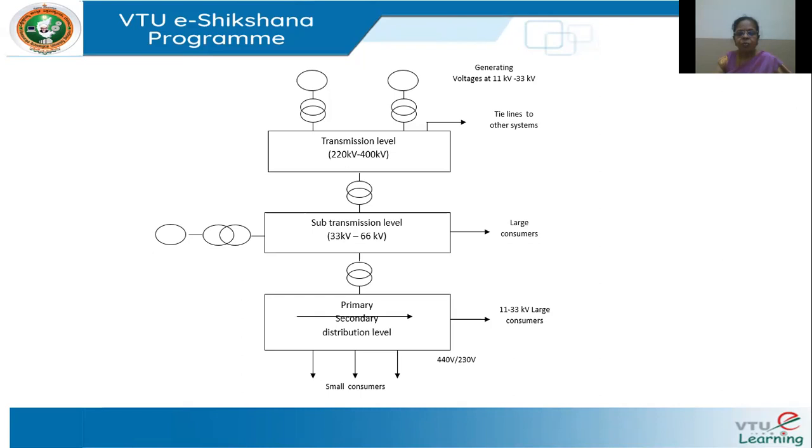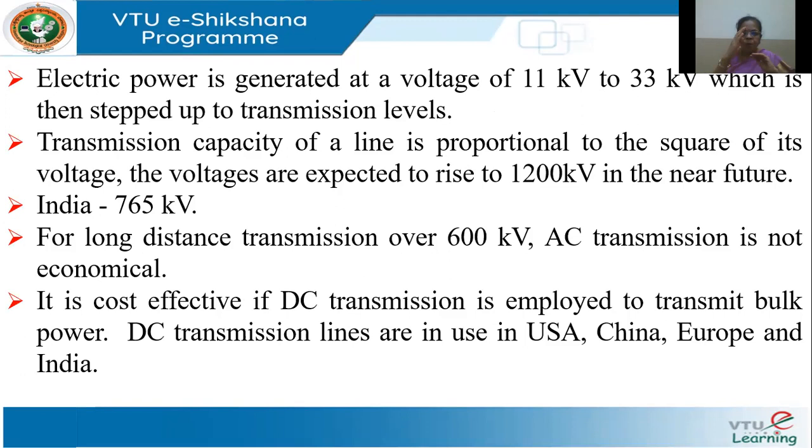So we have generation, then we step up the voltage and transmit. Transmit means what? Transport the power, and then tap the power at different voltage levels to distribute. The transmission capacity of a line is proportional to the square of its voltage. You know, power is proportional to V squared. So if you step up the voltage, you can transmit more power. And in India, we have 765 kV. And later on in some slides, I will show you, we are already establishing a very high voltage DC also.